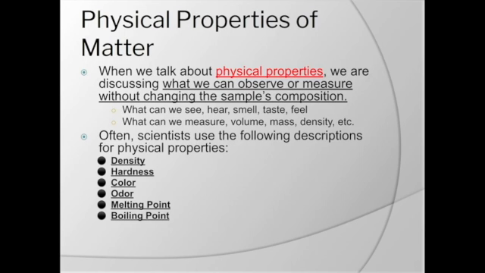Okay, so talking about physical properties, you're talking about what you can see, hear, smell, taste, feel, basically your five senses. It's also what you can measure, like your volume, mass, density, etc. So often scientists use the following descriptions for physical properties, and I do recommend writing these descriptions down as well in your notes section. Okay, so your density, your hardness, your color, your odor, the melting point, and the boiling point. So those are the different physical properties.